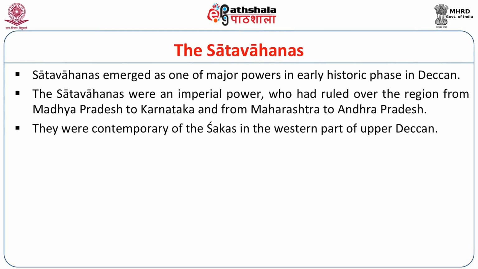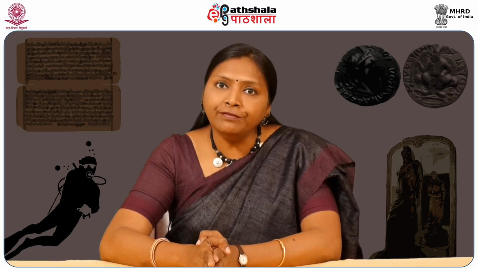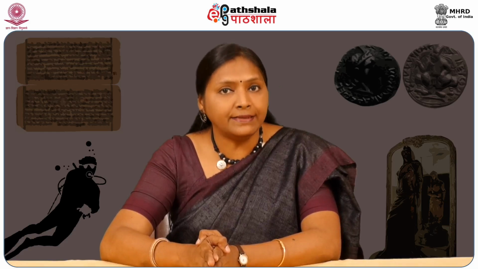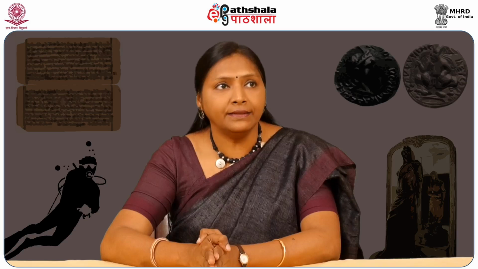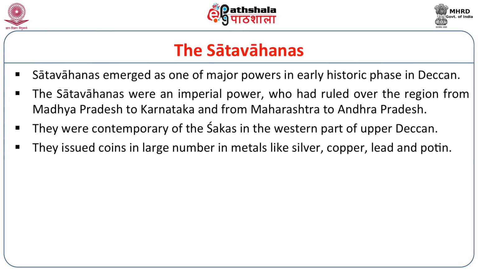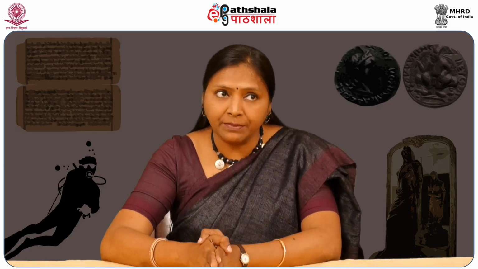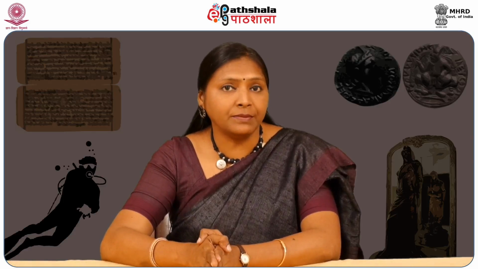They were contemporary of the Shakas, who were another major power in Deccan. We often find a contestation between the Satavahanas and the Shakas in Deccan. So these are the two major powers of the then Deccan. They issued coins in large number and in several metals like silver, copper, lead and potin. Of these, maximum were in lead and potin, and these were basically base metal, though very significant base metal.